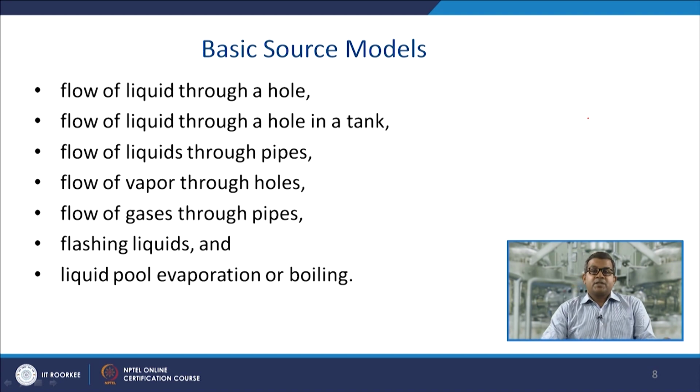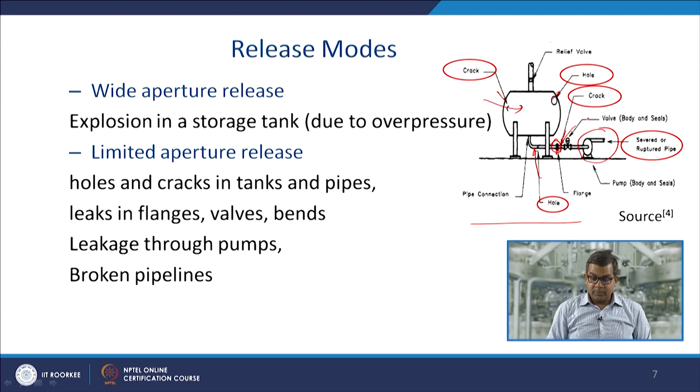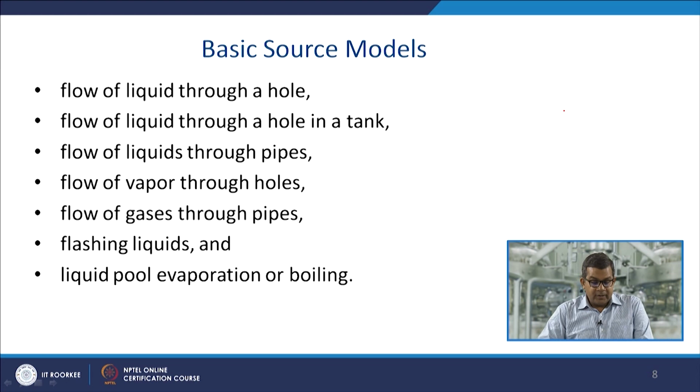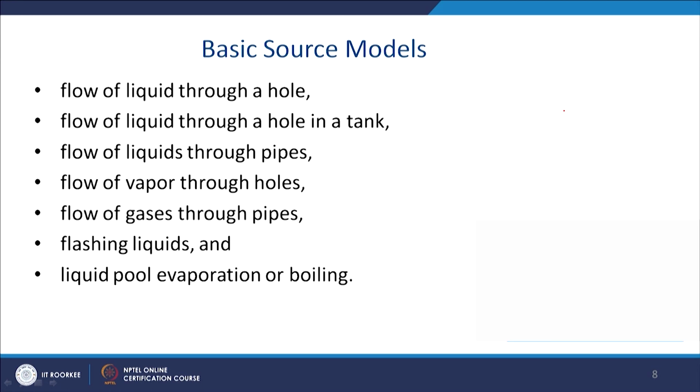Now, while considering the basic source model, there are 7 things which we need to know. That is the flow of liquid through a hole, because if you consider the previous one, what is the flow of a liquid through a hole, and consider this scenario is a bit different from the scenario at this point. Then flow of liquid through a hole in a tank, flow of liquid through pipes, flow of vapor through holes, flow of gases through pipes, flashing liquid, and liquid pool evaporation or boiling. Now let us consider the first thing, that is the flow of liquid through a hole.